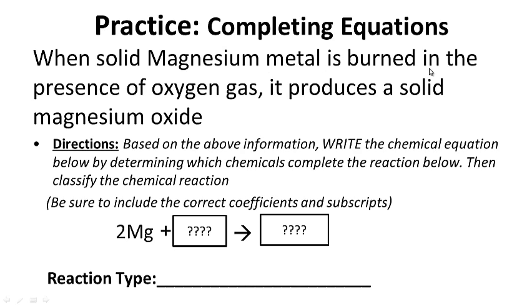So solid magnesium metal is burned in the presence of oxygen gas. It produces solid magnesium oxide. O2, oxygen gas, is a diatomic molecule. So magnesium plus oxygen will make magnesium oxide, MgO. Make sure it's balanced: 2 Mg, 2 Mg, 2 oxygen, and 2 oxygen. Good. It looks like two simpler elements or compounds are combining to make one larger compound, so I would call this a combination reaction, or synthesis. Hopefully you got that right.